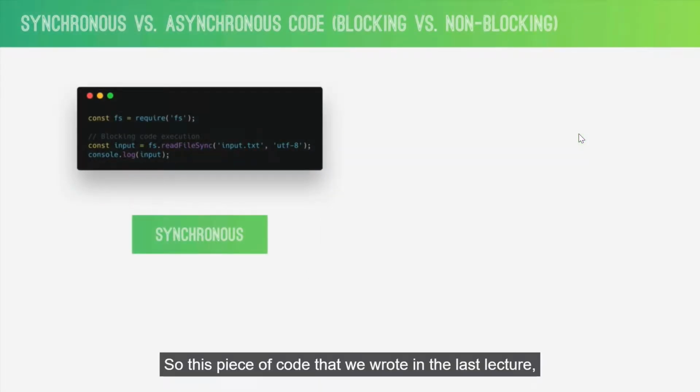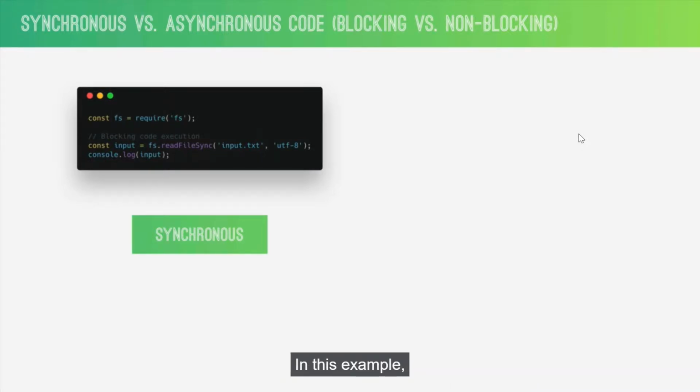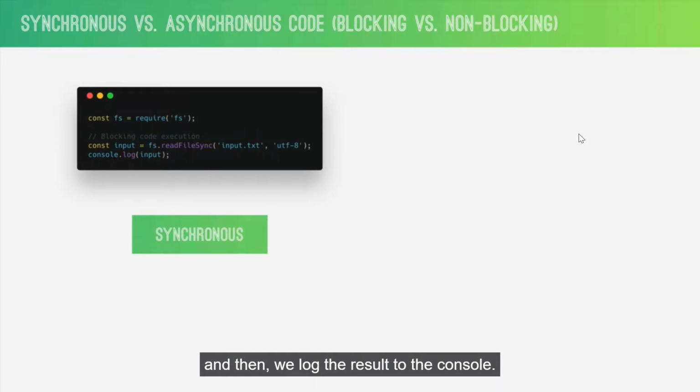So this piece of code that we wrote in our last lecture to read a file and then save its content into a variable was in a so-called synchronous way, which simply means that each statement is basically processed one after another, line by line. In this example, first the file system module is required, then the file is read, and then we log the result to the console. So you see that each line of code basically waits for the result of the previous line.